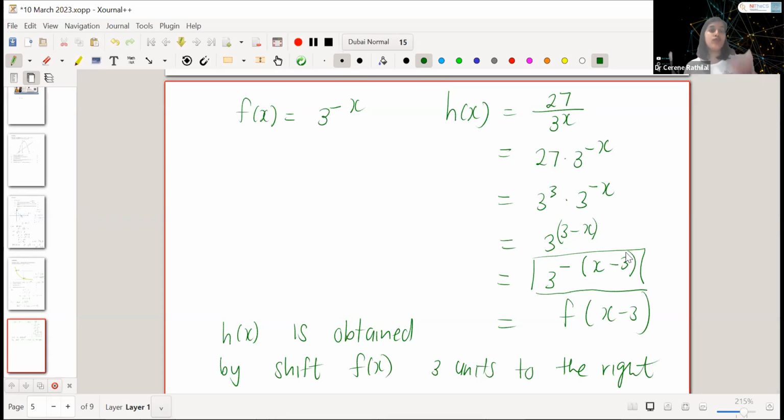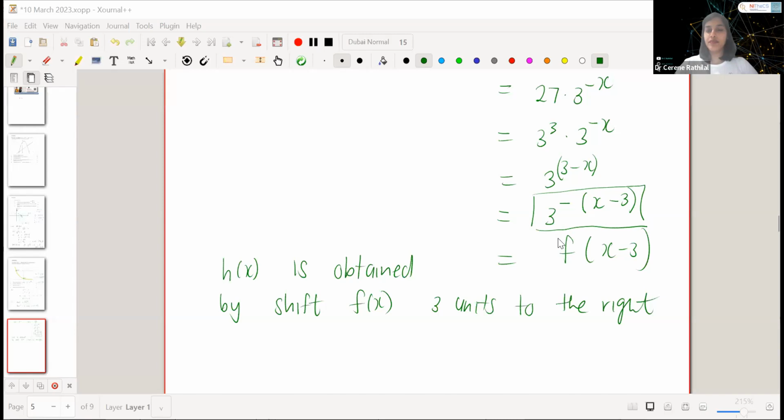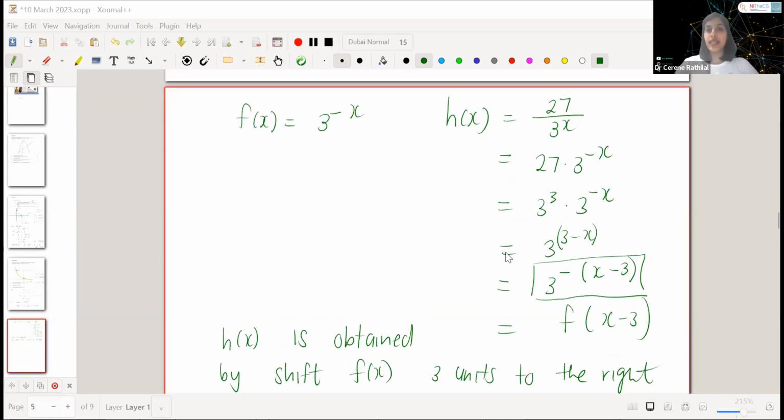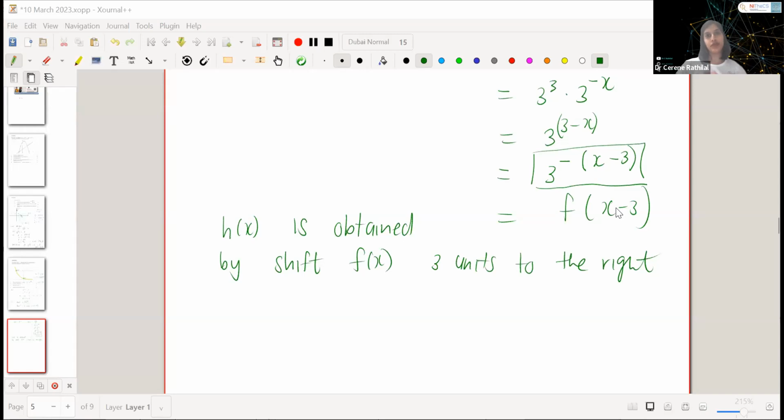And now you have to use all of your rules about translations and reflections that you would have learned in grade 10. We learned that when you affect the input and you subtract 3, you move the function 3 units to the right. If we affected the input and we added 3, I would have moved 3 units to the left. So that is the theory that I was utilizing here. Okay, so we've got that this function h is nothing but f of x minus 3, which means that in order to obtain h, I take f and I shift the entire function of f 3 units to the right.